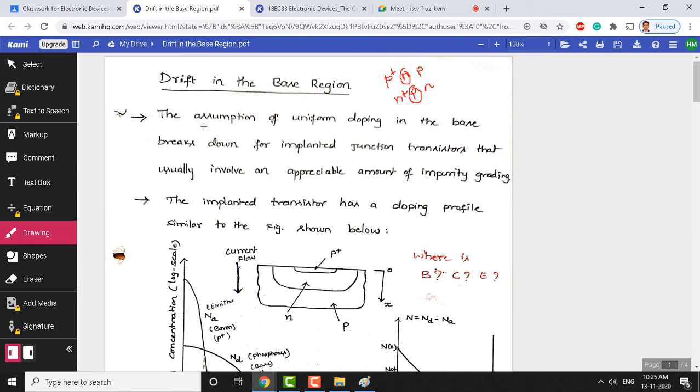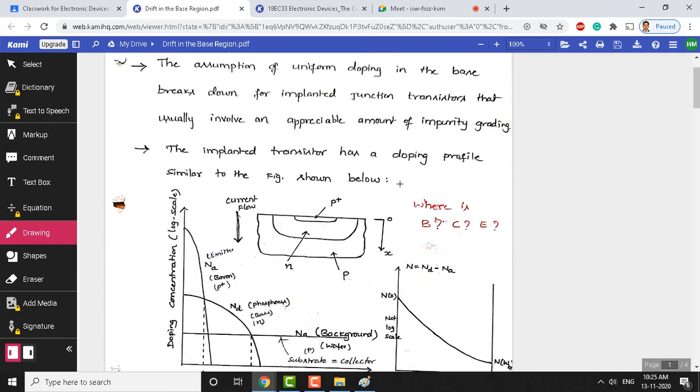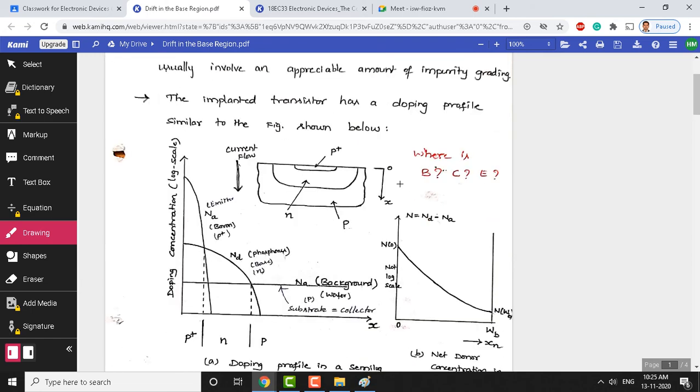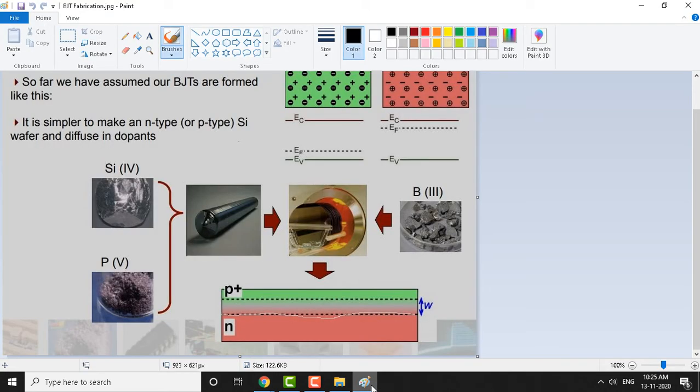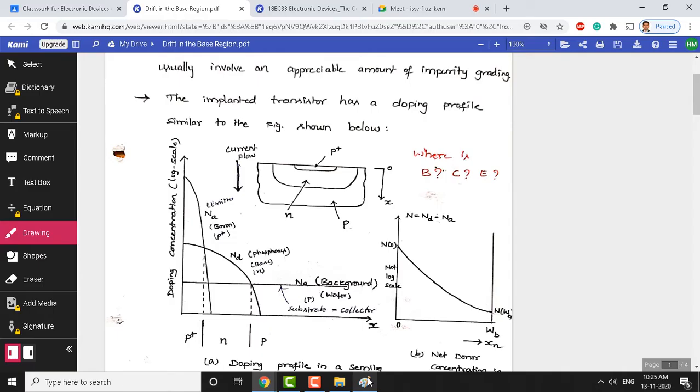So, the assumption of uniform doping in the base region breaks down for the implanted junction transistors, which usually involve an appreciable amount of impurity grading. So, let us see how the transistors are fabricated, and you can see the structure of the transistor here. Just now we spoke about how exactly p-n junctions are fabricated, and via this we can also make transistors. This is actually the structure of a transistor.